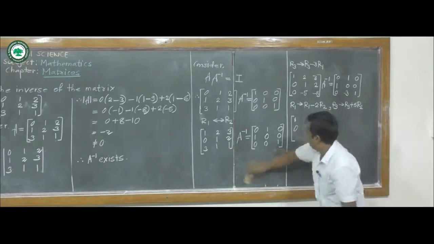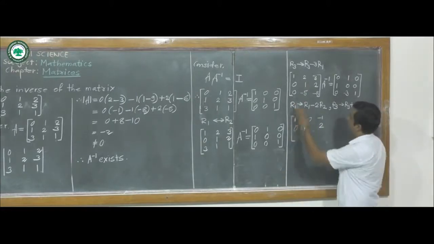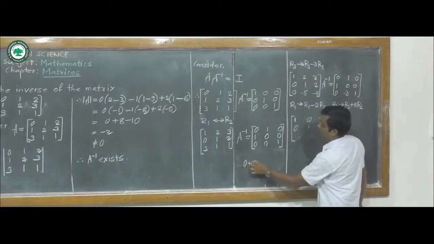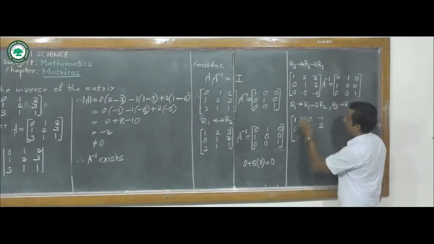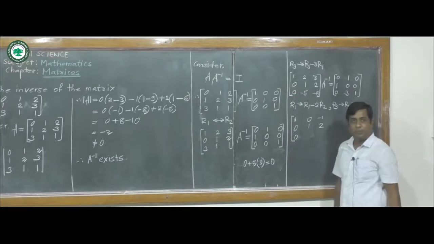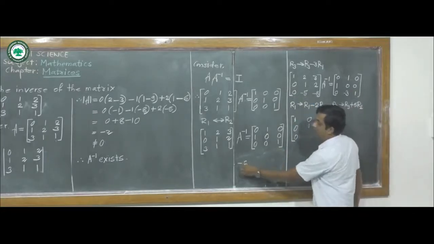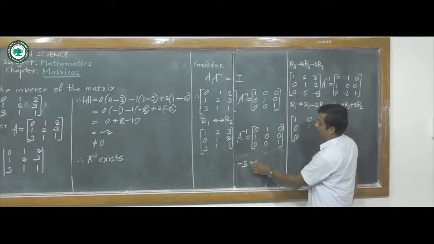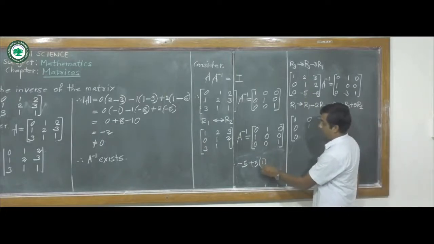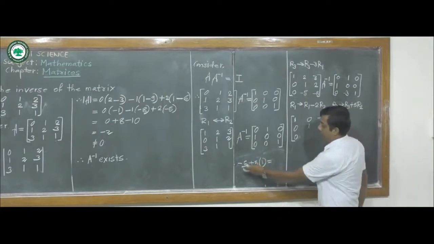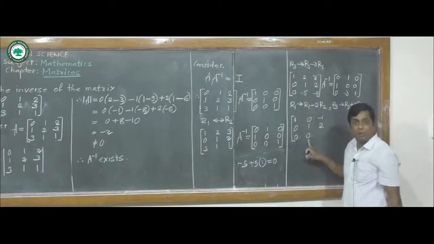So here, consider the first element. First element from row 3 is 0 plus 5 into the first element from row second, which is 0. So in the position of 0, here 0. Next, the second element from row 3 is -5, with plus 5 into the second element from row second, which is 1. We know -5 plus 5 is 0. So here in the position of -5 we get 0.